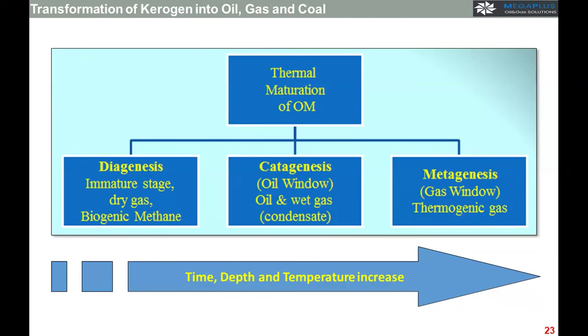Catagenesis is the main oil window: oil and wet gas condensate. Metagenesis is the gas window: thermogenic gases. Here, depth and temperature increase. As time, depth and temperature increase, you will follow from this window to this window, to the gas window. Just one point to say about gas: there are two origins of gas.